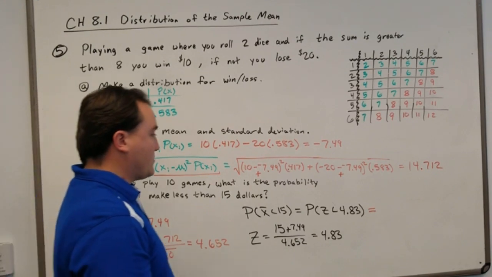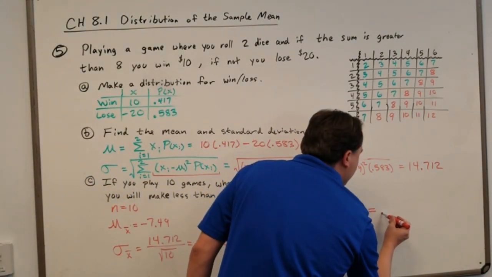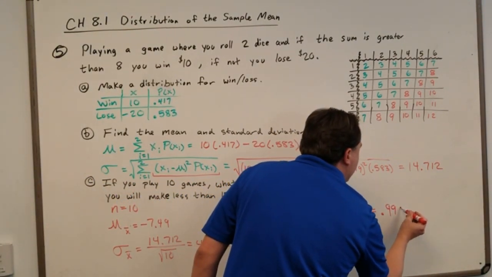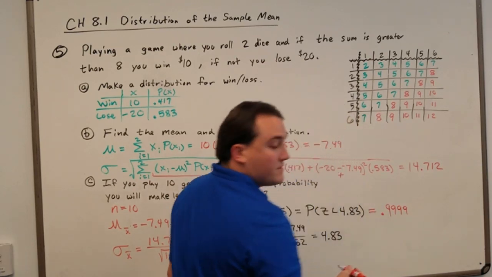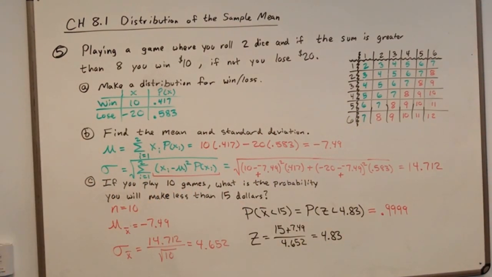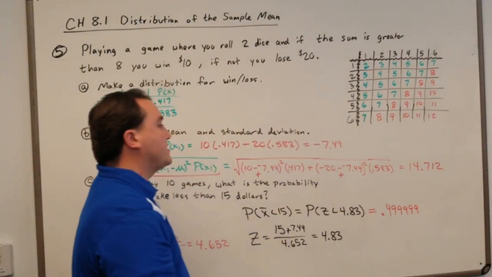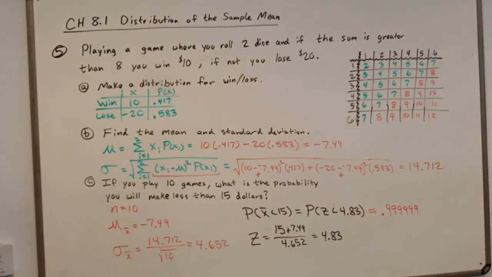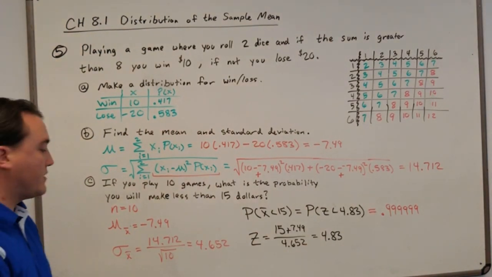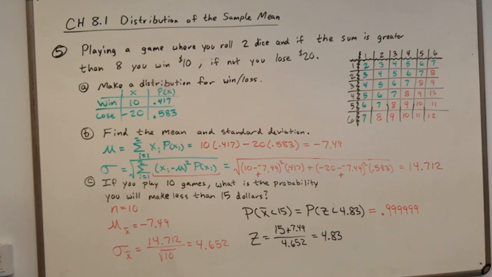All right, so the answer to this one is 0.9999. So nearly 100% chance you're going to make less than $15 in this game. So obviously it's a very unfair game. And might as well call that 100%.